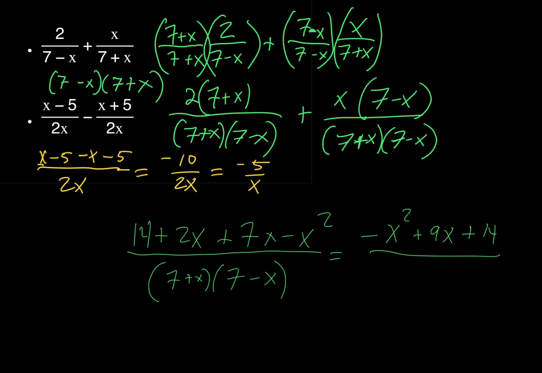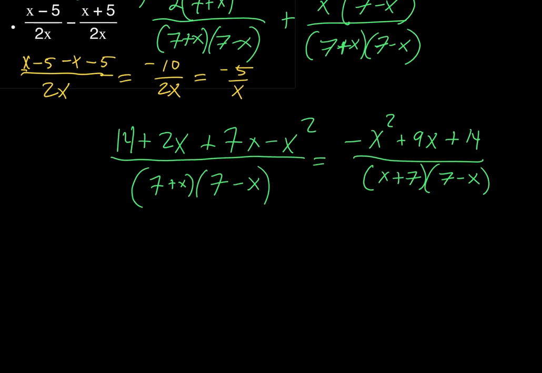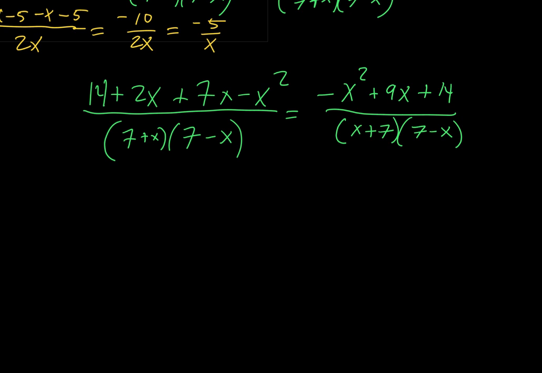All over x plus 7 and 7 minus x. And then you might think, are we done? It looks like we should be done. But now I've simplified the numerator when I combine them and I have a trinomial. So usually when I see that, I think, well, can I factor that?